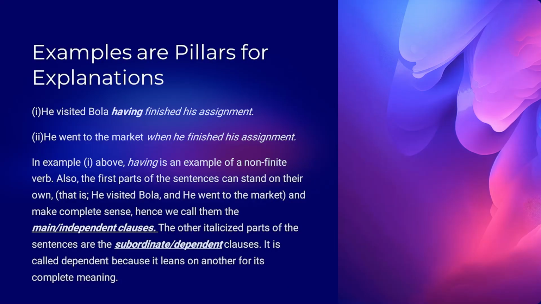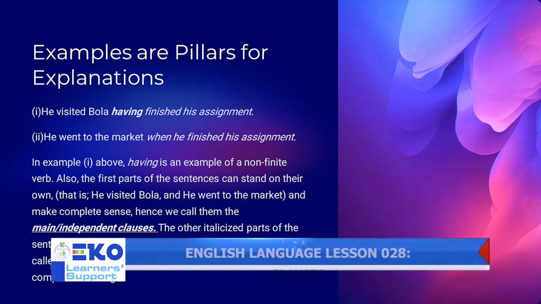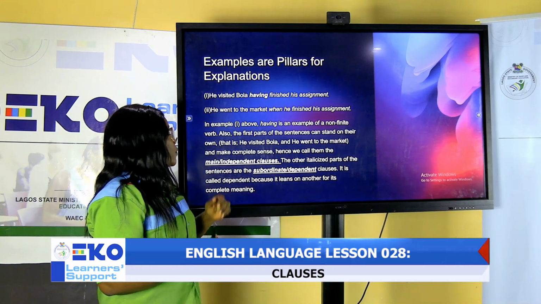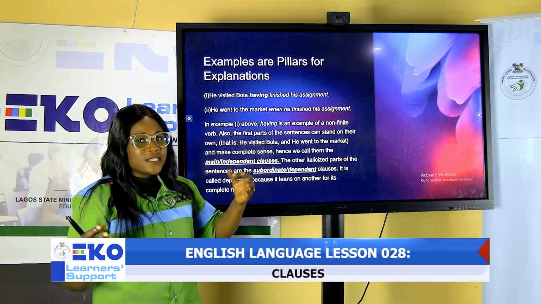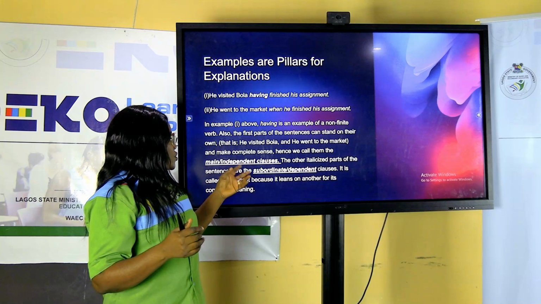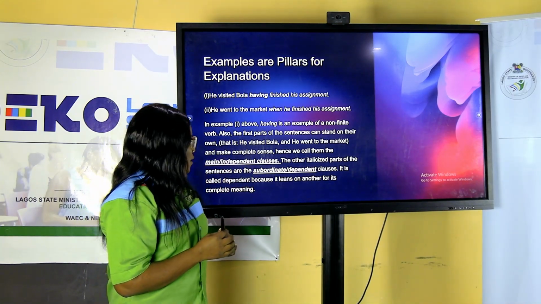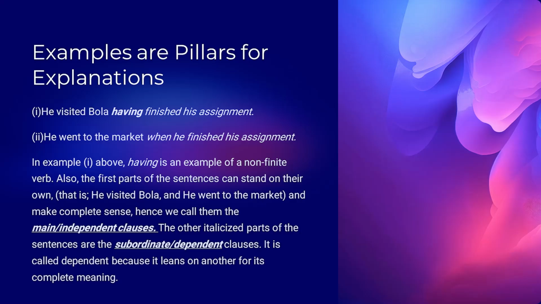The other italicized part of the sentence, which is having finished his assignment and when he finished his assignment, are what? Subordinate or dependent clauses. Please take note of the name because we will be using main and independent at intervals, and of course subordinate and dependent. They mean one and the same thing. It is called dependent because it leans on another for its complete meaning.